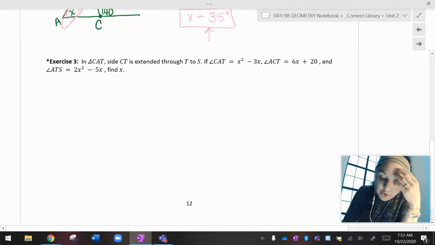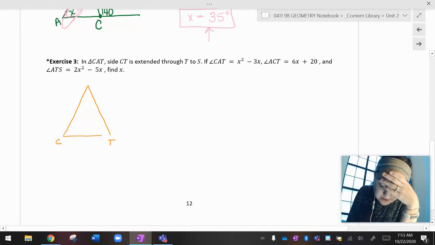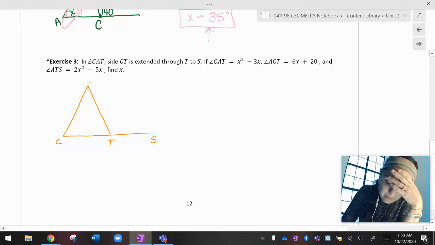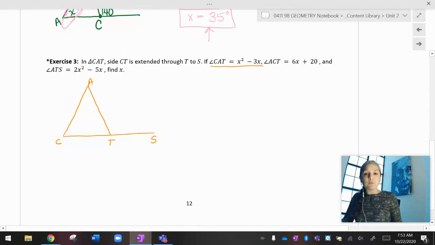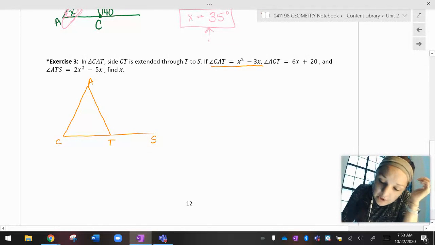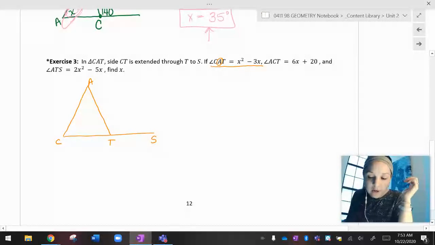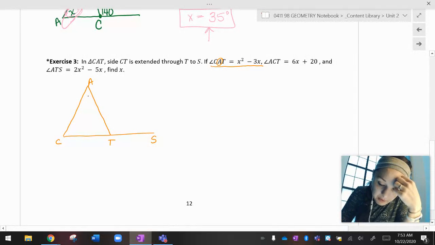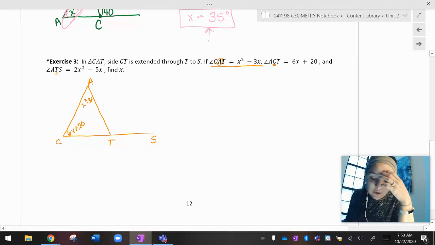All right, so in example 3, triangle CAT, CT is extended through T to S. Okay. So it means CT is extended through T to S. And it was triangle CAT, so that's A. Angle CAT is x squared minus 3x. Angle CAT, to know where to put that, it goes at the vertex. So angle CAT really goes up here at angle A. That's x squared minus 3x. ACT, that really goes at angle C, is 6x plus 20. And ATS, which means it really goes at T, is 2x squared minus 5x.